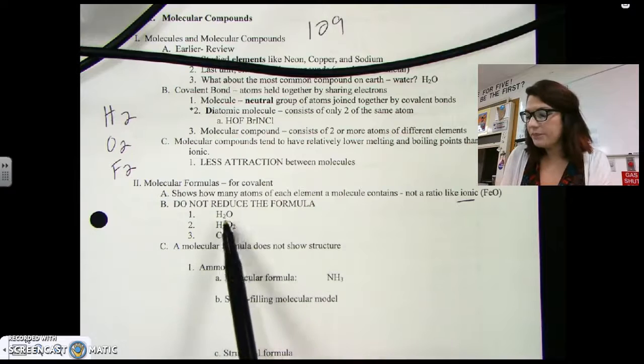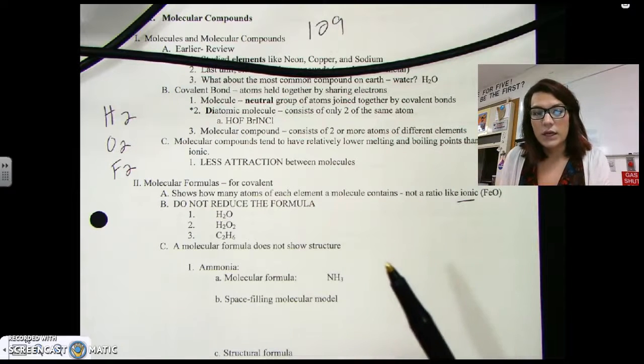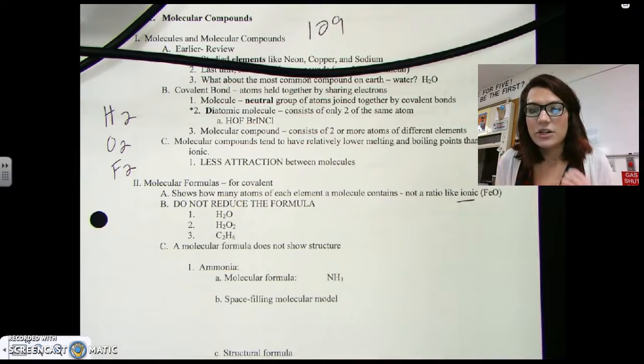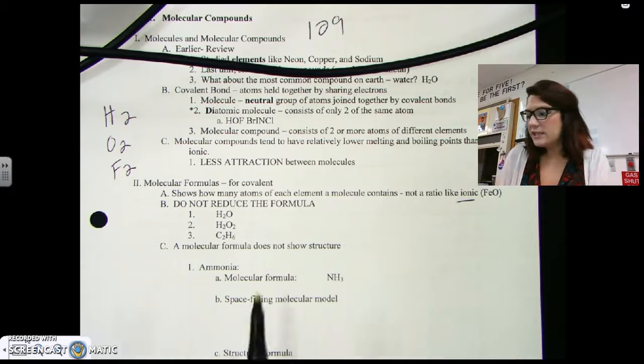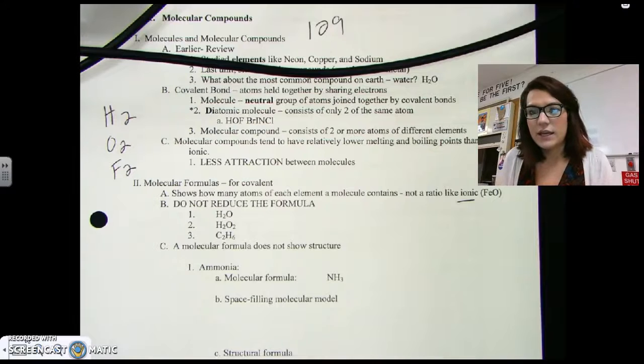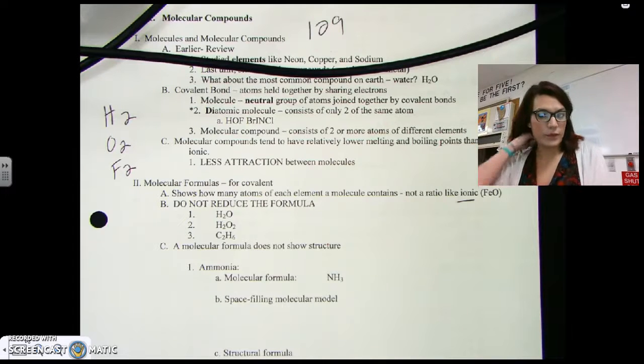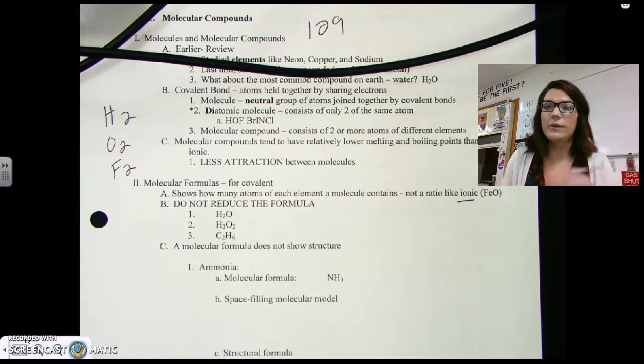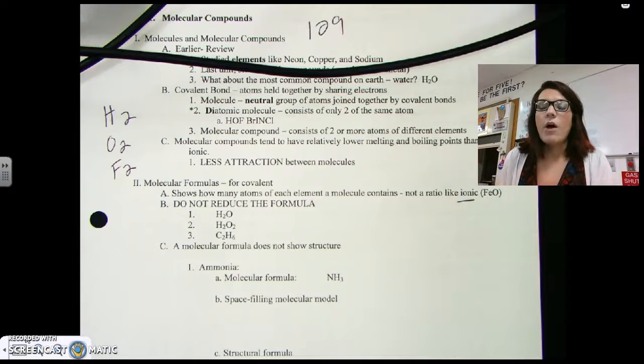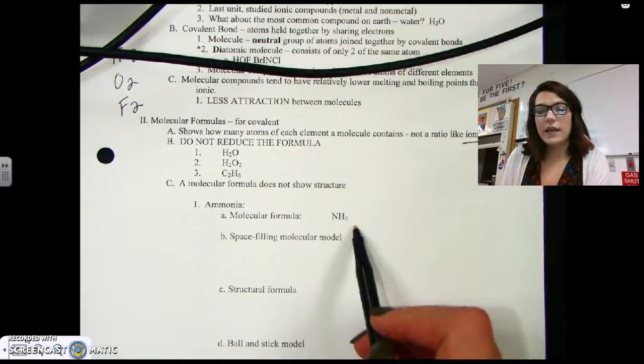So for example, H2O is water, H2O2 is hydrogen peroxide. H2O2 and HO are completely different compounds, okay? So I'm not going to reduce that. And then C2H6 is ethane, which we're not going to reduce either, okay? Because CH3 is a completely different compound, okay? However, a molecular formula does not show us what the molecule actually looks like. It only shows us what is inside of the compound, okay? So this is a molecular formula for something like NH3.